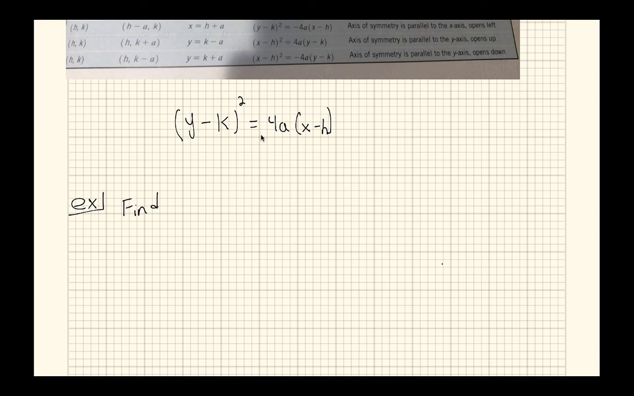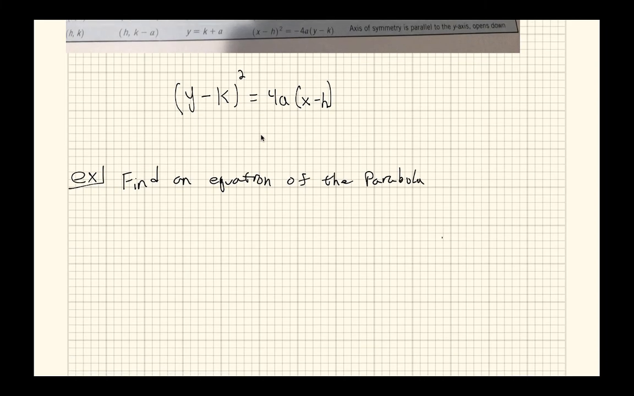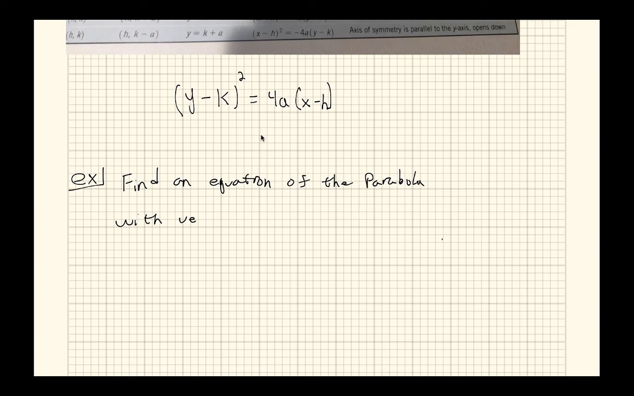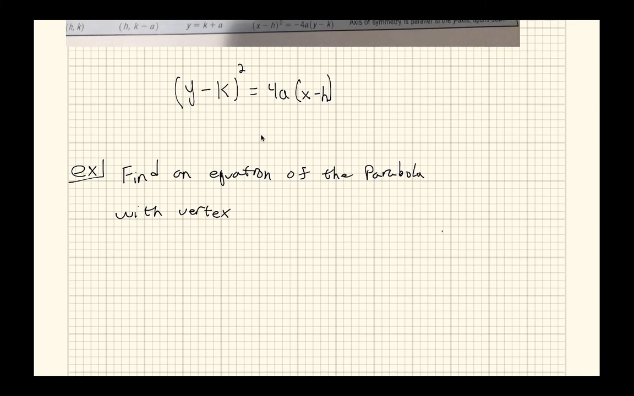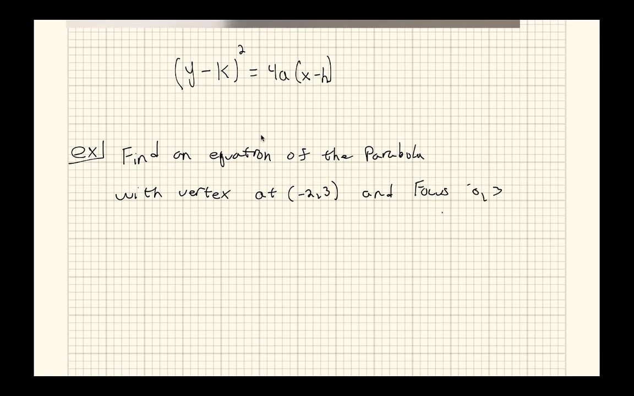Find an equation of the parabola with vertex at -2, 3 and focus 0, 3. Okay, find an equation of the parabola with a vertex at -2, 3 and a focus at 0, 3.